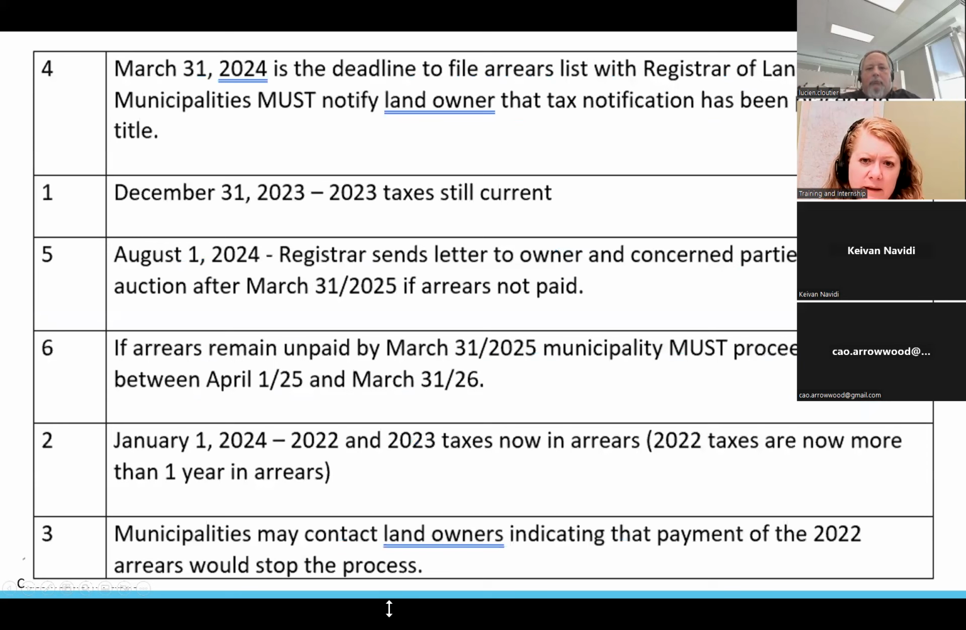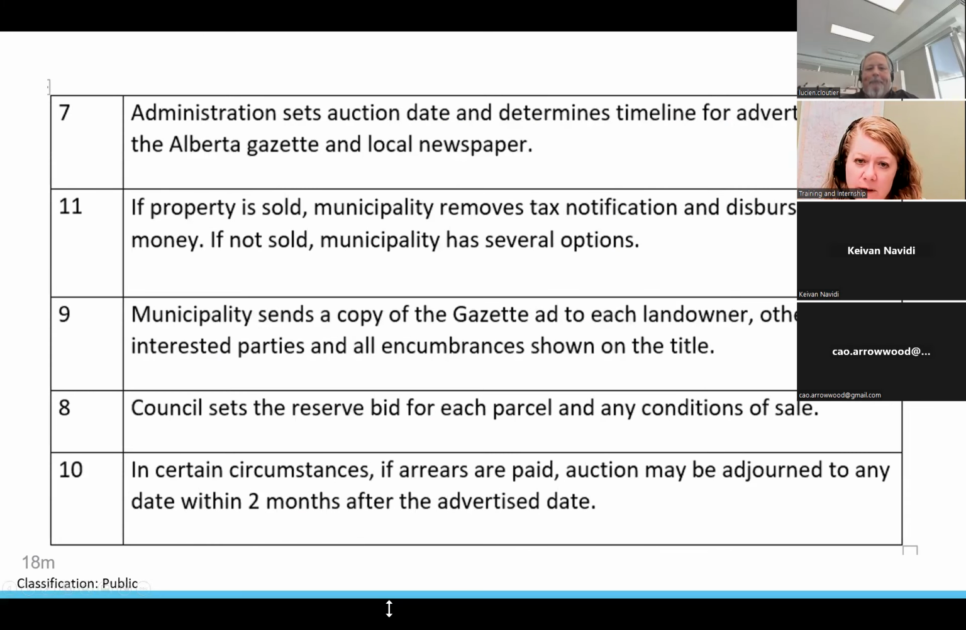And I can send this information out afterwards if you're interested. You might want to just jot down the order that I have on the left-hand side of the screen here, and then try to put them in the right order a little bit later on. So these are the first 6 steps in the process, and then the remaining 5 after the auction. This is the correct order.